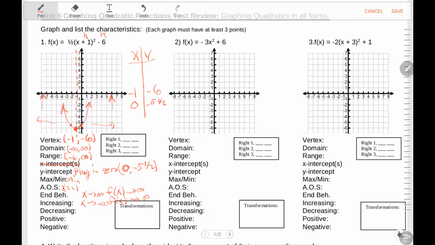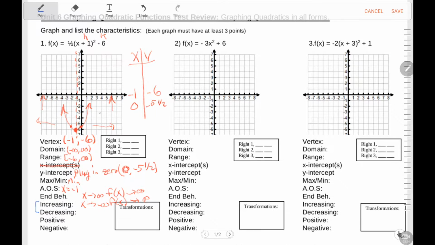Now, I've shown y'all my trick for getting the intervals really easily, increasing and decreasing. So on this, if we had a number line, forever over here is negative infinity, over here is positive infinity, and then it gets split up by negative 1, right here by our axis of symmetry. So on the left side, this graph is going down, it is decreasing, and on the right side, it is increasing.